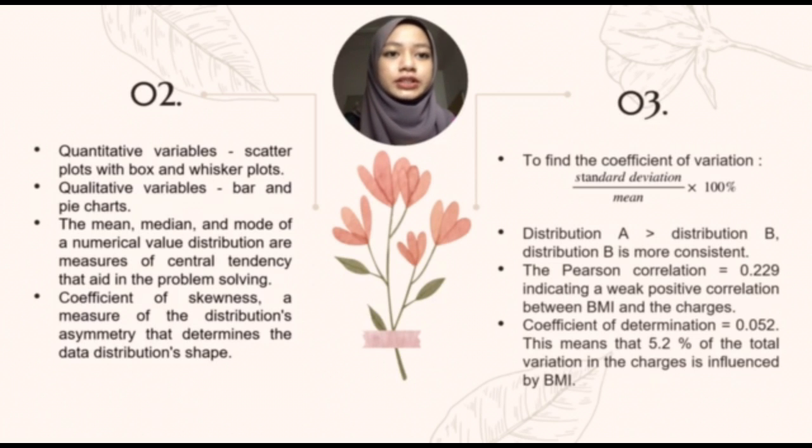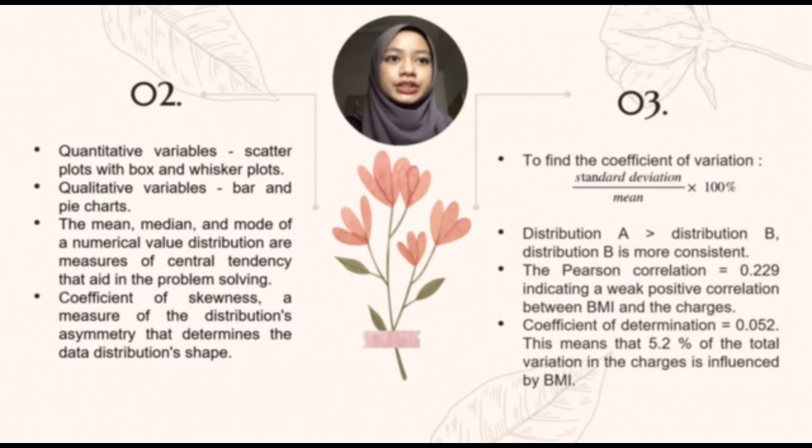For example, the coefficient of variation. To find the coefficient of variation, we need to divide the standard deviation by the mean and multiply it by 100. If the coefficient of variation of distribution A is greater than that of B, we can conclude that distribution B is more consistent than distribution A. We also use SPSS output to interpret our data.